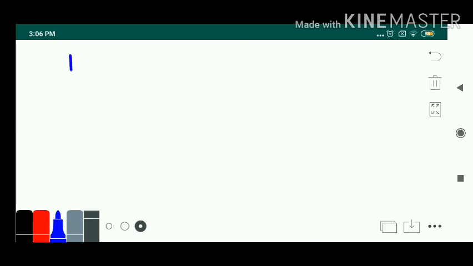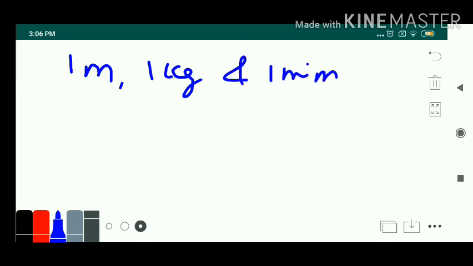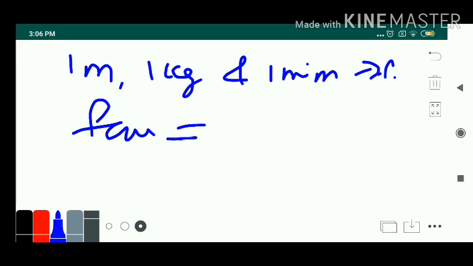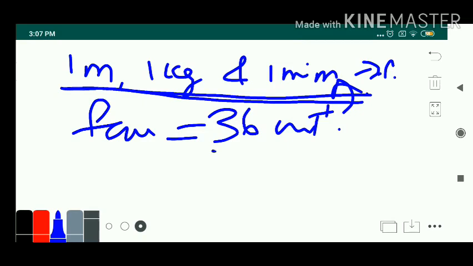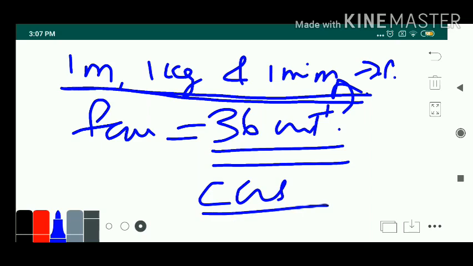See, when 1 meter, 1 kilogram, and 1 minute are taken as the fundamental units, listen properly, in a fundamental unit system, these are the units of length, mass, and time. And in that fundamental unit system, the force is given as 36 units. Then what will be that value? What will be this force in CGS system? So you're just asked to convert from this system to CGS, guys.